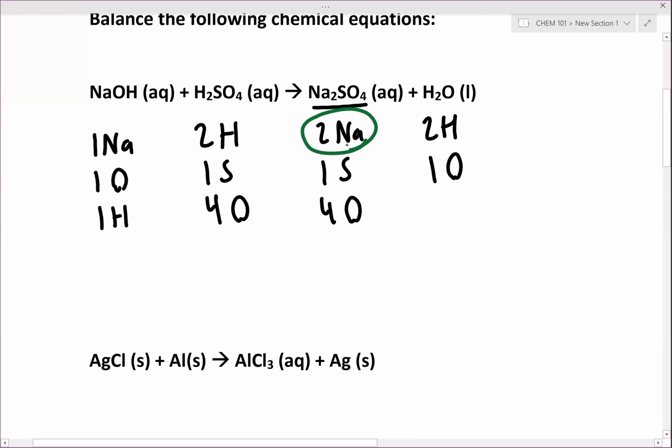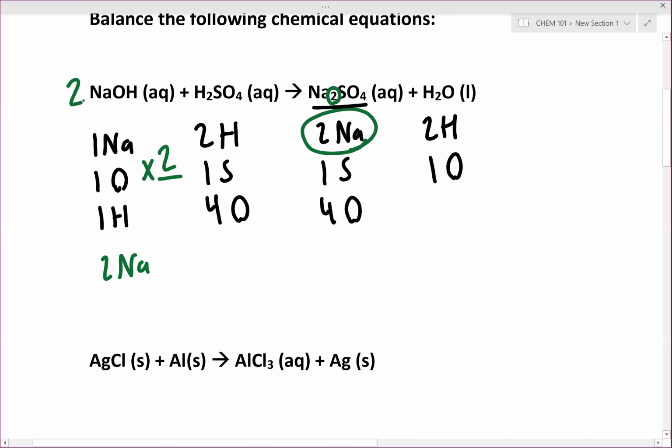So we want 2 sodiums on the right-hand side. And so how many sodiums do we have on the left? 2. Okay, so let's play a game. What times 1 would give us 2 sodiums? 2. Now, does everyone notice how the subscript for sodium in sodium sulfate is a 2? So that in turn tells us we need how many molecules of sodium hydroxide? 2. Okay, perfect. So we're making progress.